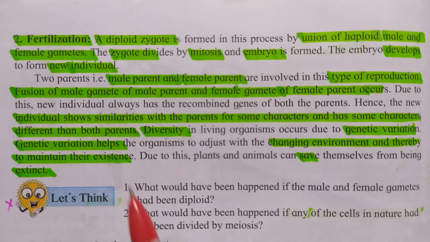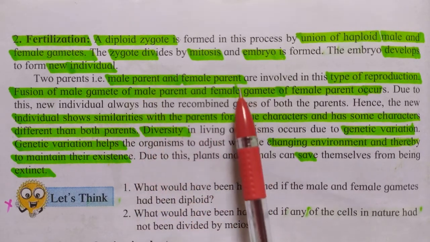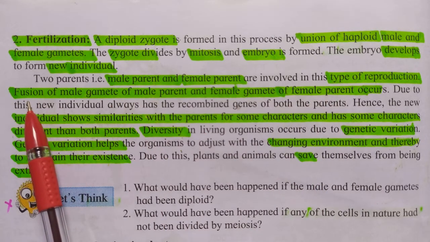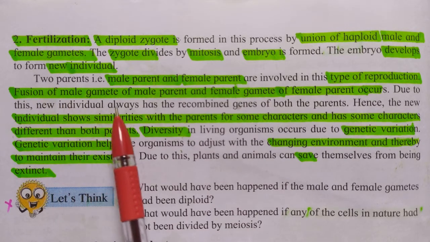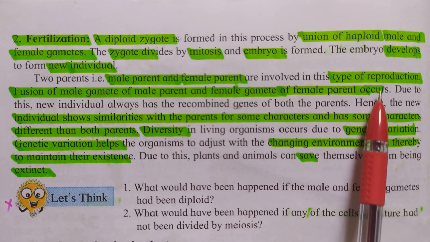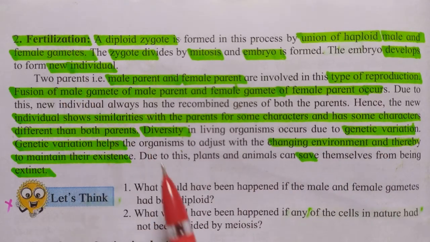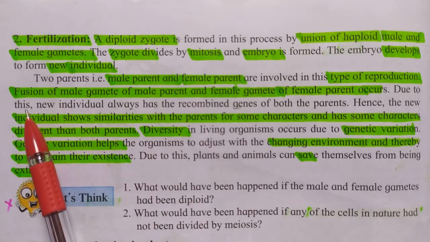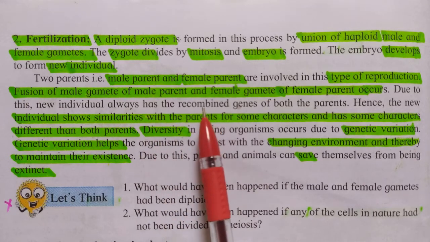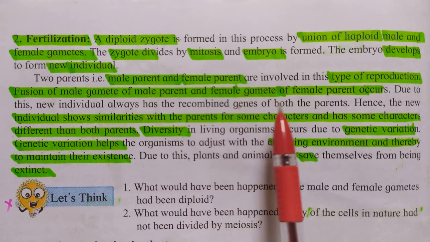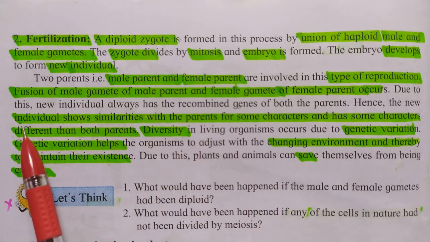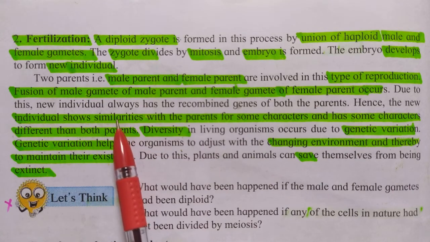So two parents, that is male parent and female parent, are involved in this type of reproduction. Fusion, fusion means combination, fusion of male gamete of male parent and female gamete of female parent occurs. This process is called fertilization. Due to this, the new individual always has recombined genes, so genes of both the parents, male parent and female parent. Hence the new individual shows similarities with the parents.